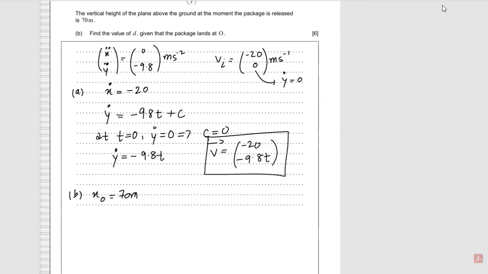So first of all, we need to integrate this function. When we integrate x dot, we will get x. So that is going to be negative 20t plus c. Don't forget c. And we know that at time equals 0, the initial displacement was given as d, even in the diagram. So now the horizontal component of displacement will look like minus 20t plus d by integration, right?